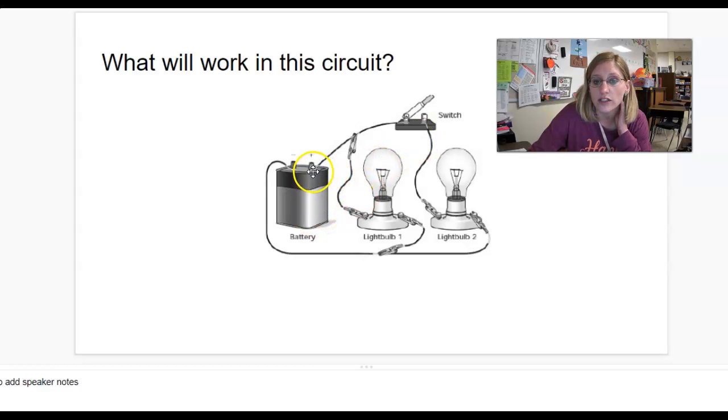So right here, when I start on the positive side, I go through my light bulb and come back down. Oh, there we go. That would work. Light bulb 1 would work. But then when I go to the second path, it's going to stop right here. It will not allow electricity to flow through, because I should be able to go through the whole path without any insulators, without any interruptions. That's going to be considered an open circuit.